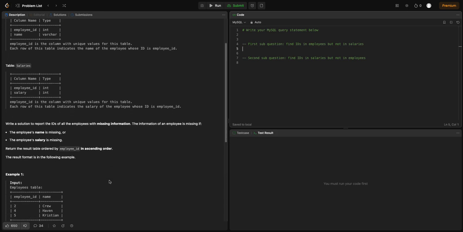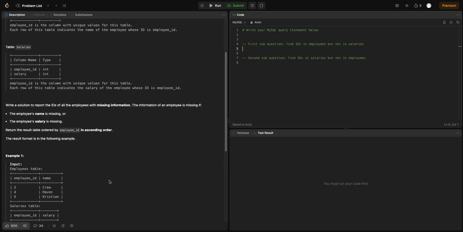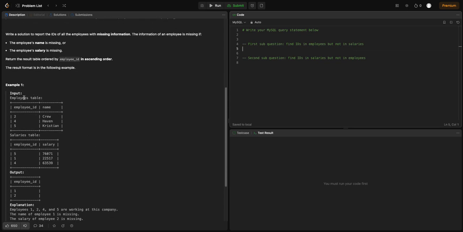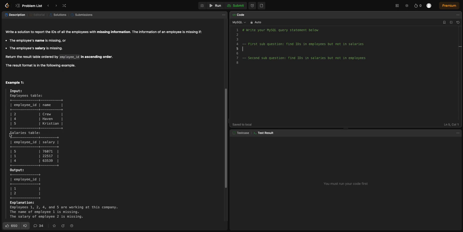Let's look at the example provided to try and understand the question a little better. So we have two input tables, employees and salaries. The employees table consists of two columns, employee ID and the corresponding employee name. In the salaries table, we have employee ID and the corresponding employee's salary.